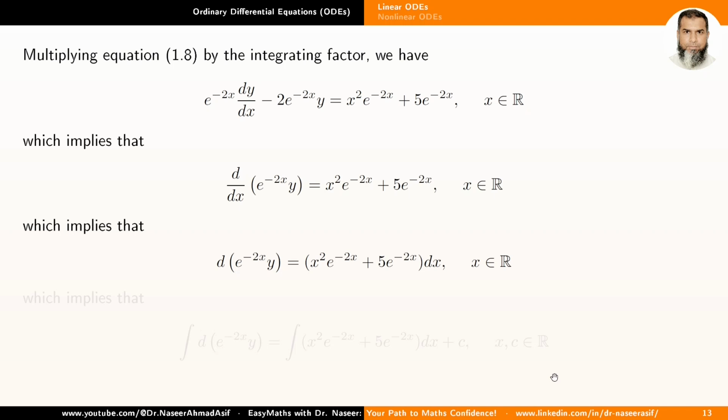Well, this can be expressed as d of exponential of minus 2x y is equal to x square exponential of minus 2x plus 5 exponential of minus 2x dx, where x belongs to R. Just taking integral, we have integral of d of exponential of minus 2x y is equal to integral of x square exponential of minus 2x plus 5 exponential of minus 2x dx plus c, where x belongs to R and c is the arbitrary constant.